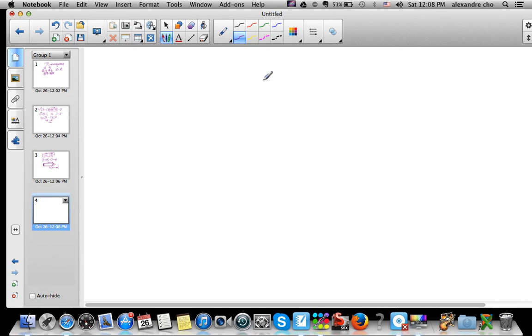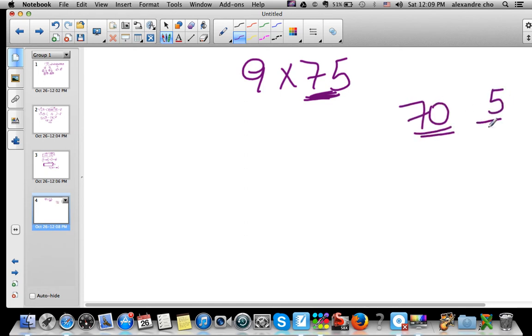Next one, 9 times 75. What is that equivalent to? Okay. All right. Look at your multiple choices, guys. You know that your choices are, we're playing with the numbers 70 and 5. Look at your multiple choices and use it to your advantage. So we want to break up 75 into two numbers. So according to the multiple choices, they broke it up into 70 and 5. Okay. So how can we use 70 and 5 to multiply 9 times 75?